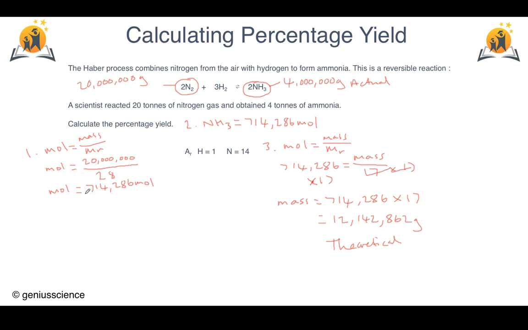And then lastly, now we need to calculate the percentage yield of this reaction. So remember, percentage yield is actual divided by theoretical. So our actual yield is 4 million grams divided by the theoretical we just calculated, so 12,142,862 grams. We multiply that by 100 and, to 3 significant figures, giving us a percentage yield of 32.9%.